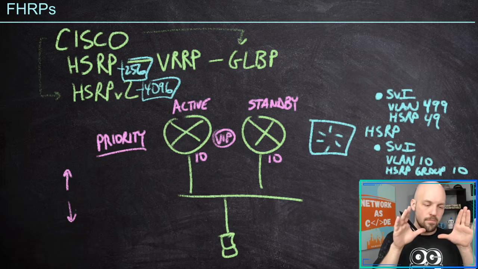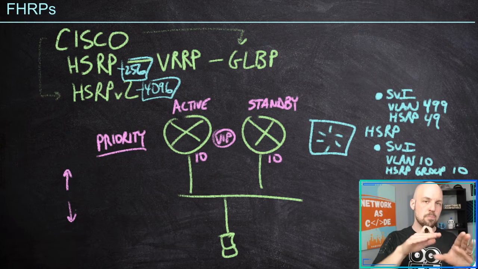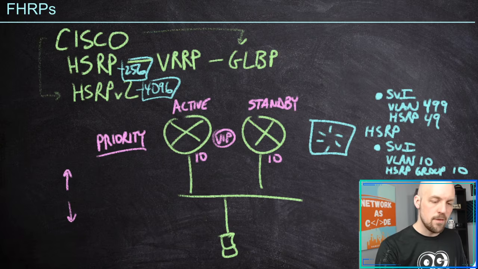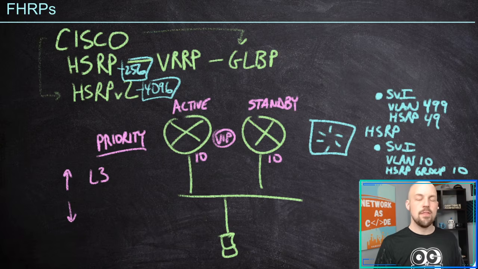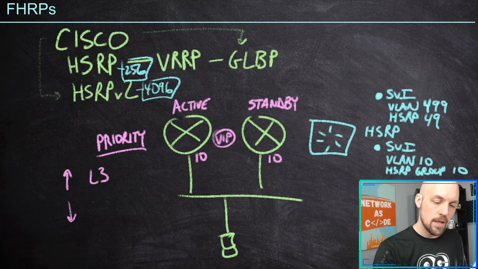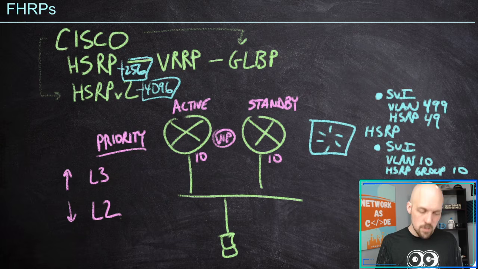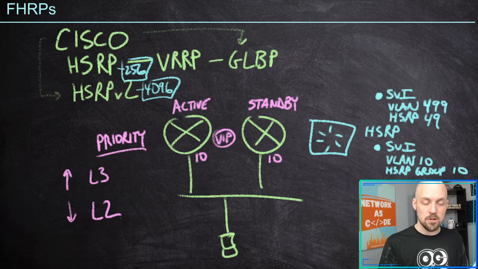But I tell you what, keeping this rule in mind will help lay the foundation so that you can hopefully just remember the exceptions, okay? So here's the rule. If it's a layer 3 protocol, the higher number wins. If it's a layer 2 protocol, the lower number wins. Again, I want to emphasize, is this always true? No, it's not always true. But in a lot of cases, it is. So let's walk through a couple of those.